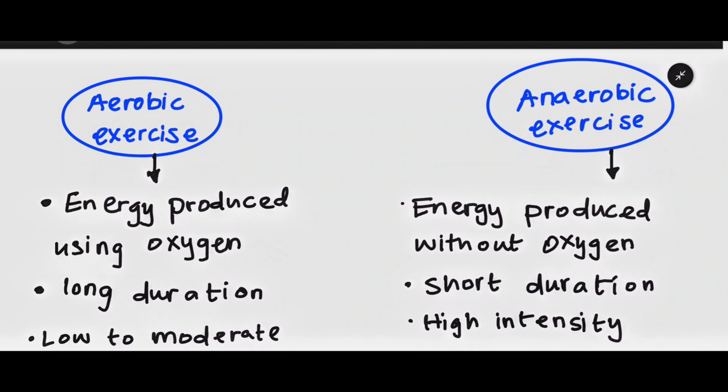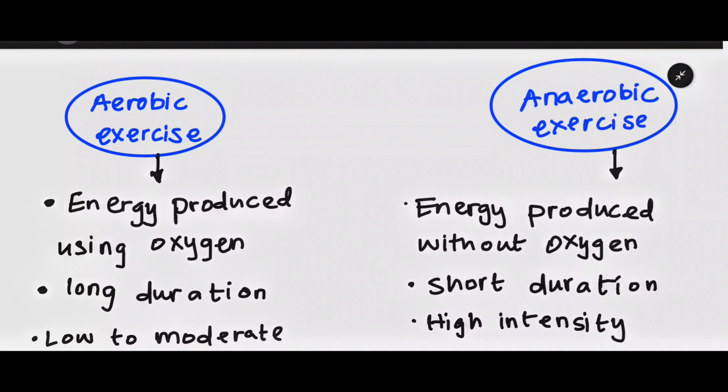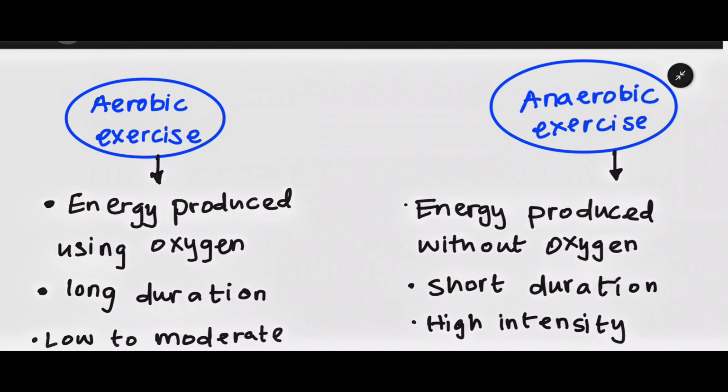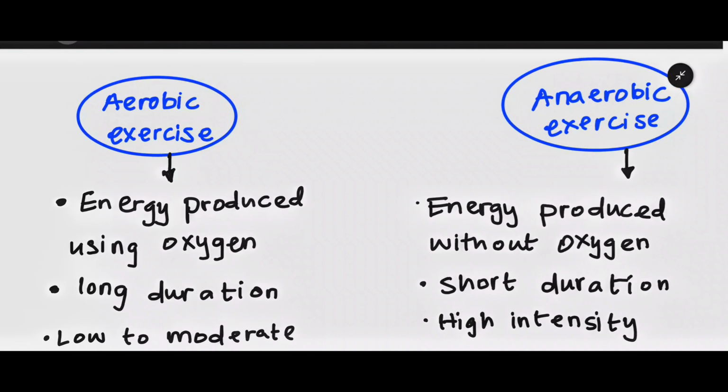Now, on the other hand, anaerobic exercise means that energy is being produced without oxygen. And anaerobic exercise is usually short duration but very high intensity. Examples are 100-meter sprint, any plyometric exercise, heavy weight lifting, anything that is explosive, like jumping, throwing, punching, and activities of that nature.